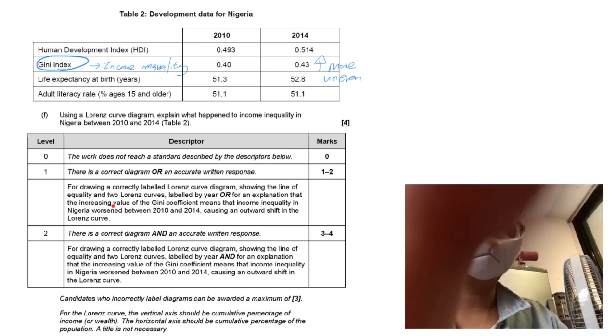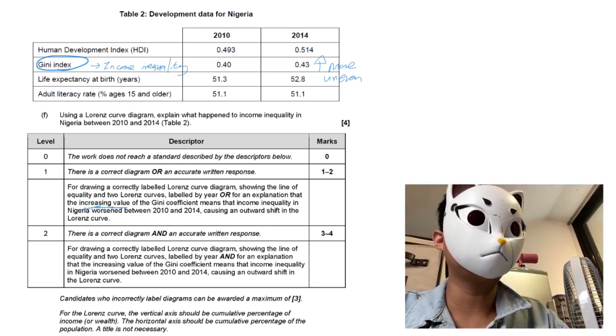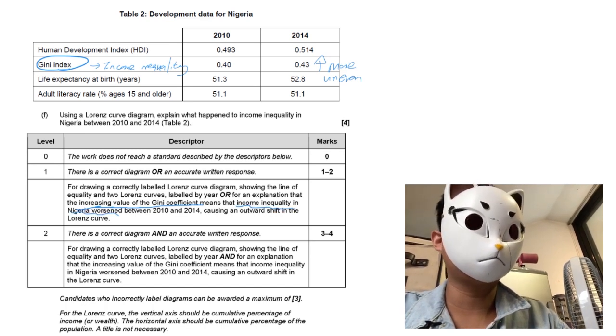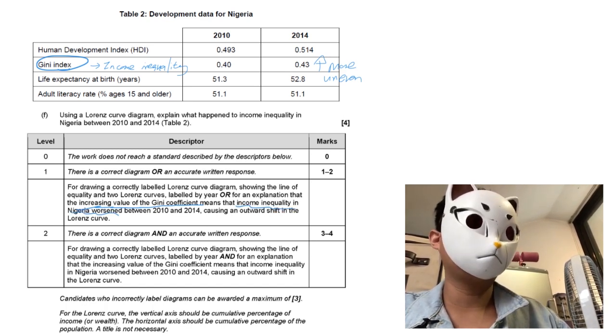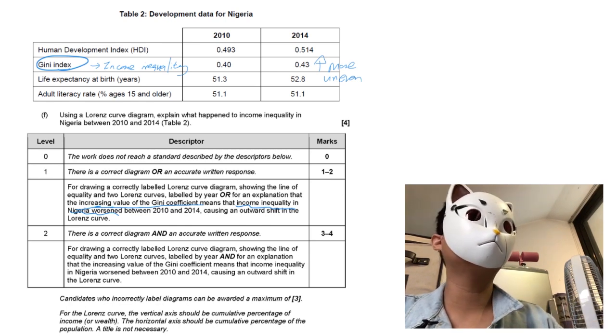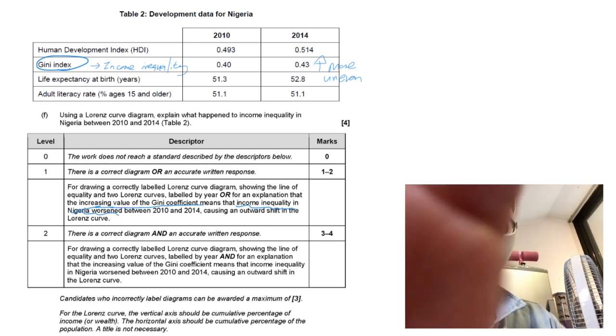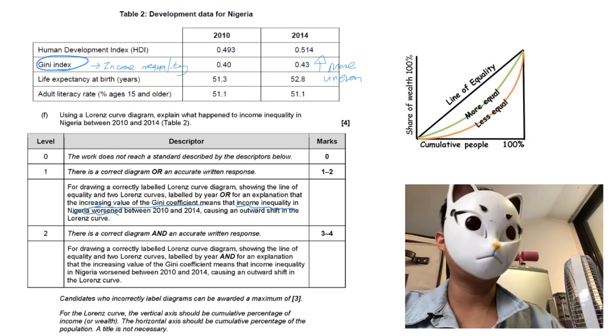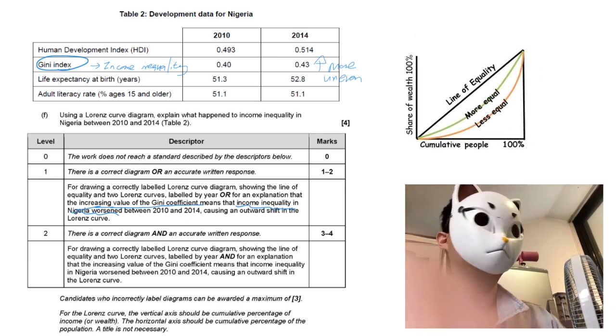In the answer, because we can see that there is an increase in the Gini coefficient, it means that the income inequality has worsened. So this is the answer: the income inequality becomes worse. Next, we have to make use of the Lorenz curve to represent the answer. I've put a curve in the top right corner so that you may see it.